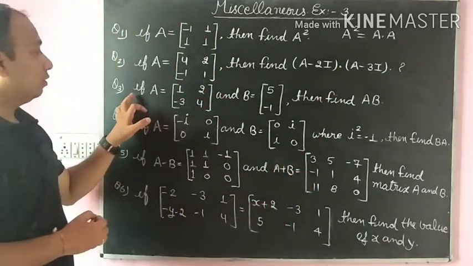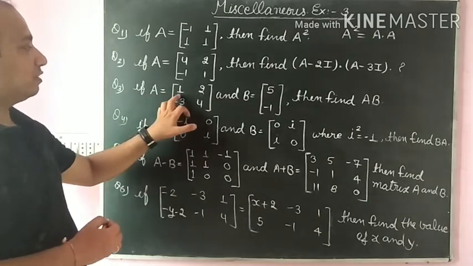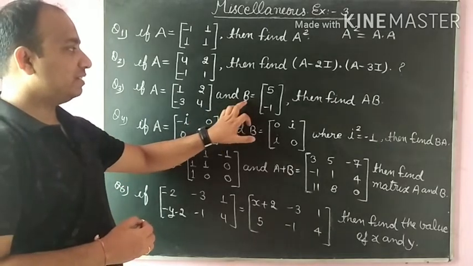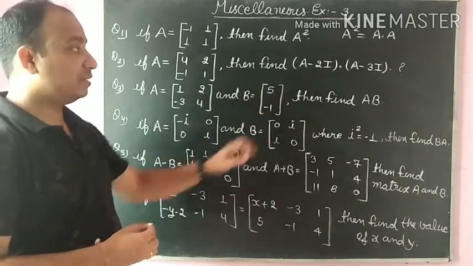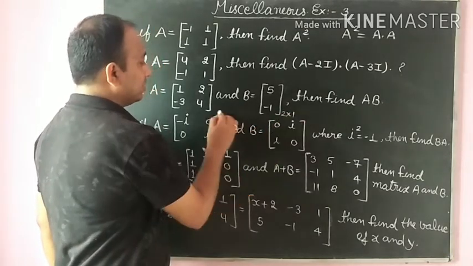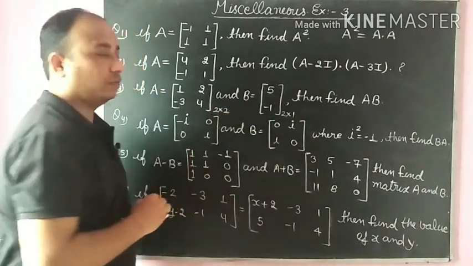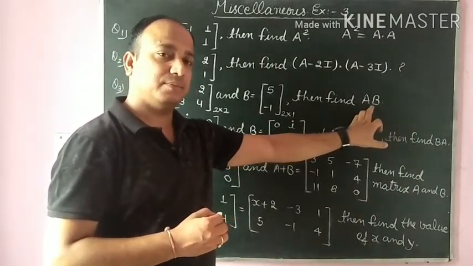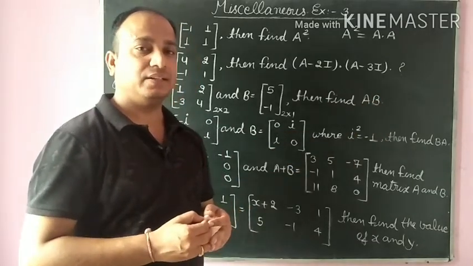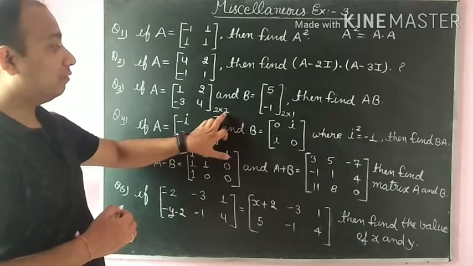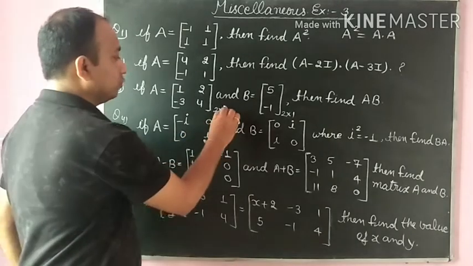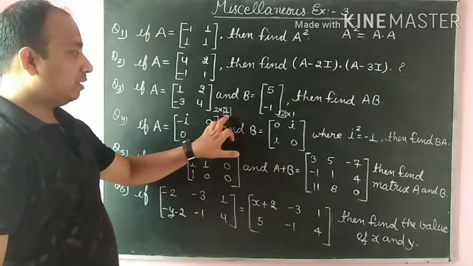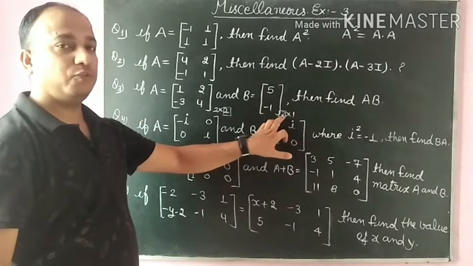Okay. Question number third, if matrix A equals 1, 2, minus 3 and 4. This is a matrix of order 2 by 2, and matrix B is 5 and minus 1. This is a matrix of order 2 by 1, and this is a matrix of order 2 by 2. Okay. Then find the value of A, means A multiplied with the matrix B. Then the rule of multiplication of two matrices: the number of columns in matrix A is equal to the number of rows of matrix B. Okay.